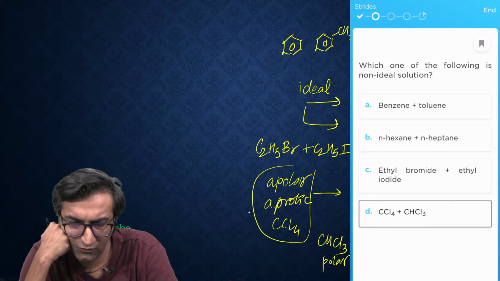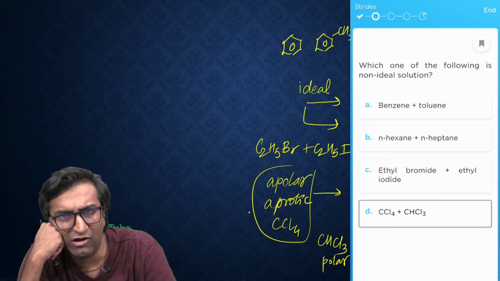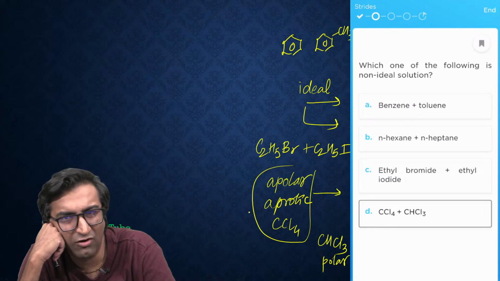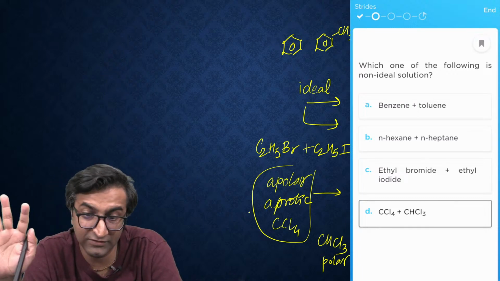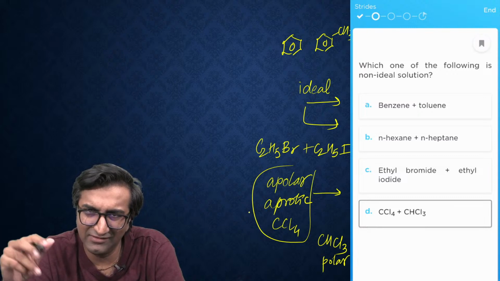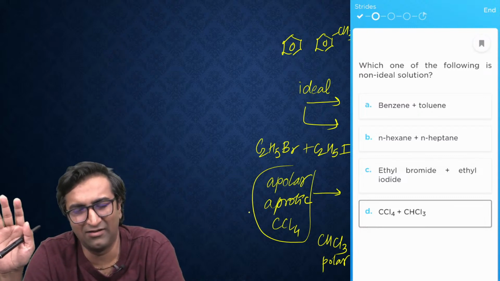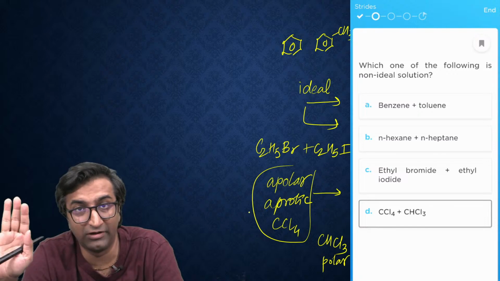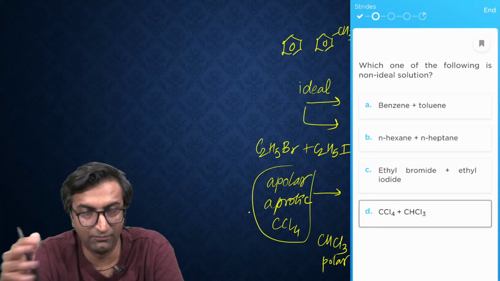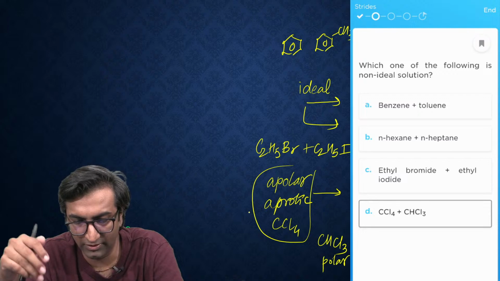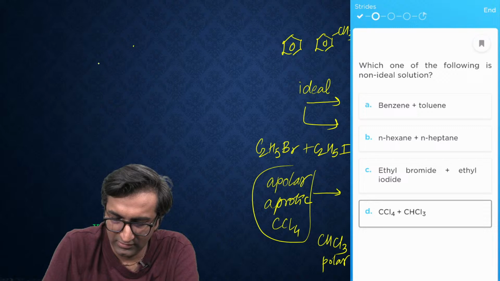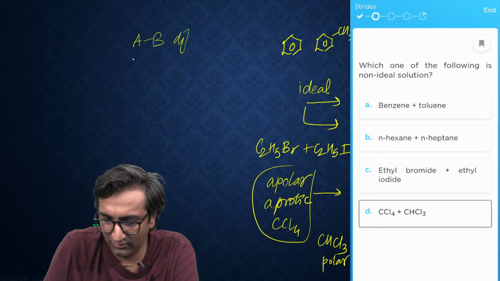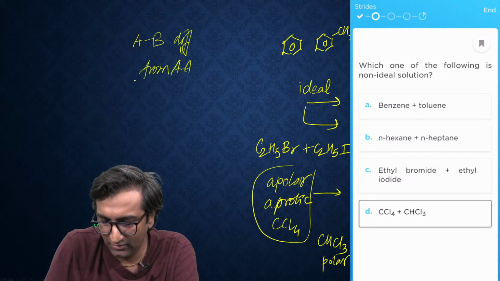And why is it not C? Ethyl bromide plus ethyl iodide. Why not C? Well, I think the way you could look at this is that the polarity difference is not so much, so it doesn't matter so much. The logic for C being ideal could be that there is some polarity, but it's more or less the same. It's not that different. But CCl4 is apolar, aprotic, completely an organic solvent, non-polar. CHCl3 is definitely polar. So between the two, the AB interactions are going to be different from AA and AB.